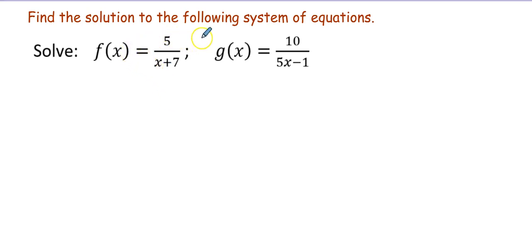Find the solution to the following system of equations. The first one is f of x is equal to 5 over x plus 7, and the second is g of x is equal to 10 over 5x minus 1. That is, we have to find a point in a coordinate plane which is common to both the functions.